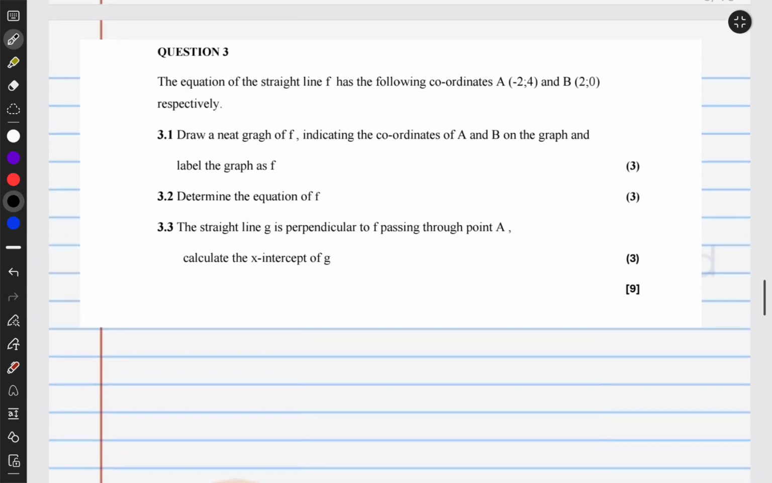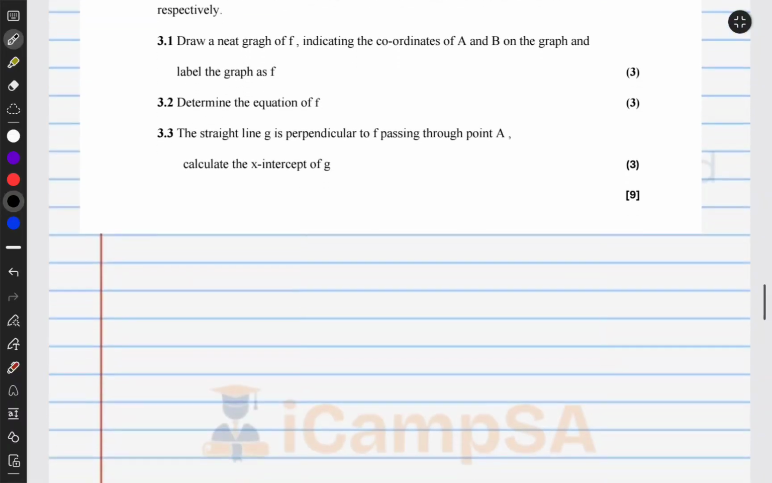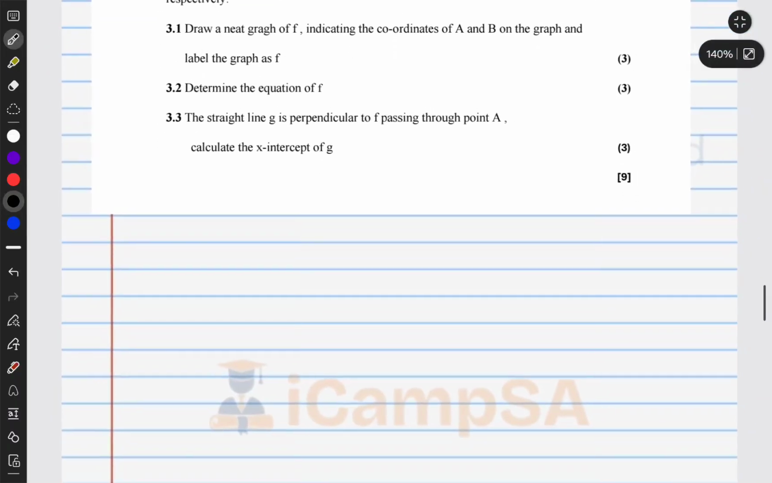Okay, so for question 3, we are dealing with functions. The question says a straight line f has the following equation, with the following coordinates: a is -2 and 4, and b is 2 and 0, respectively. For 3.1, we're asked to draw a neat graph of f, indicating the coordinates of a and b on the graph, and label the graph as f. So for 3.1, we are just sketching.